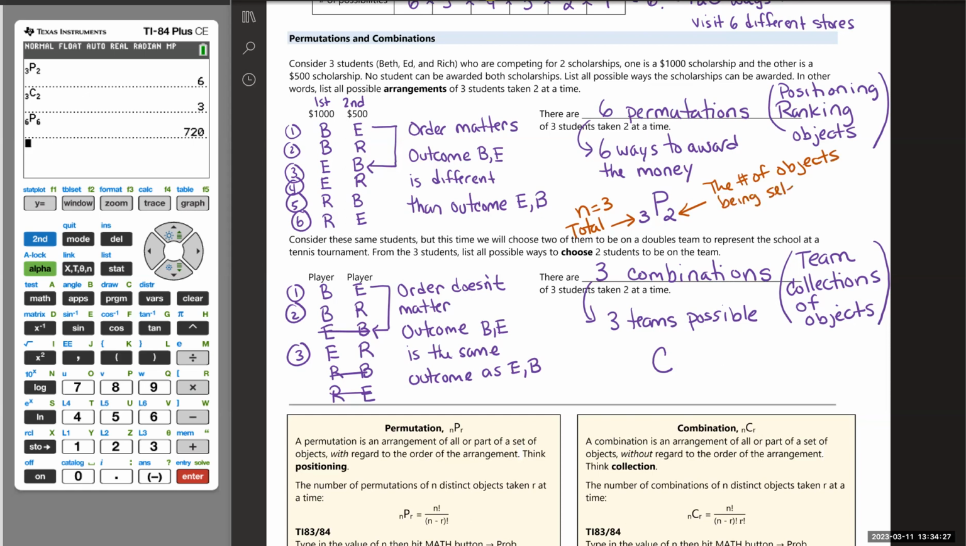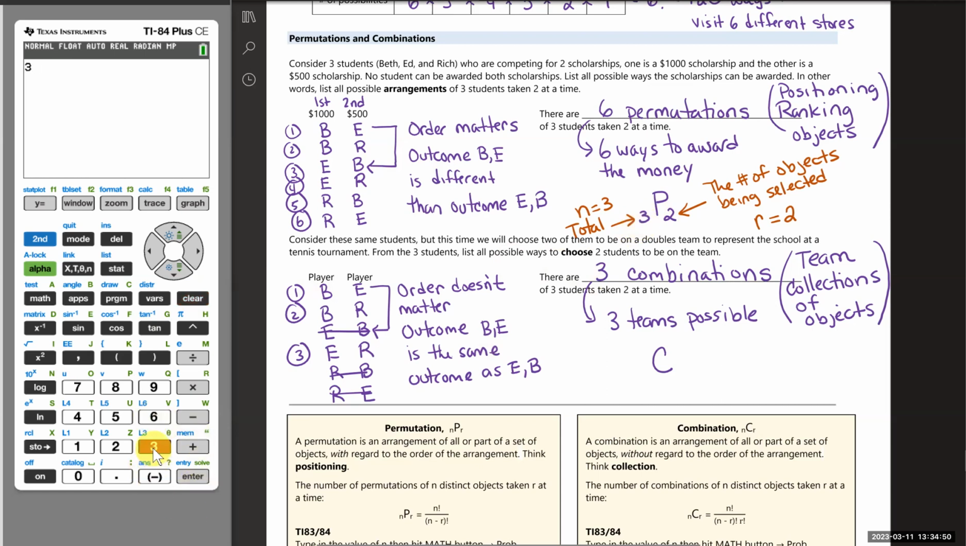So in this case, 2 people are being selected, and our calculator will use lowercase r for that. So our r will be 2. All right, so let me show you how to do this on the calculator. So 3P2, permutation of 3 people taken 2 at a time. You're going to type the 3 first.